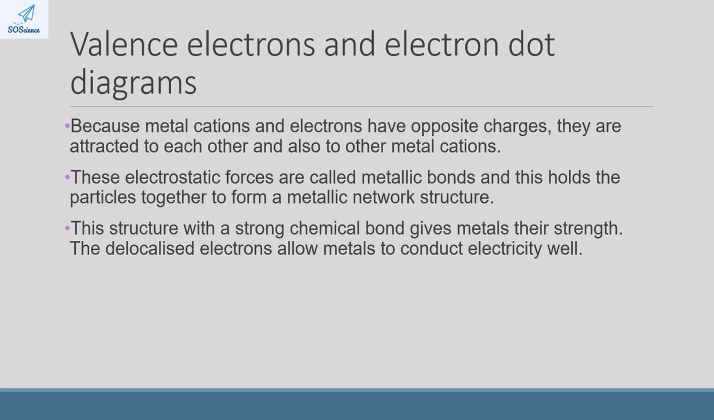We also understand that a metallic network structure is strong, meaning that metallic bonds are strong, and that's what gives metals their strength. The delocalized electrons also allow metals to conduct electricity well, because what is electricity? Electricity is flowing electrons. And that is all we really need to understand about metallic bonding.